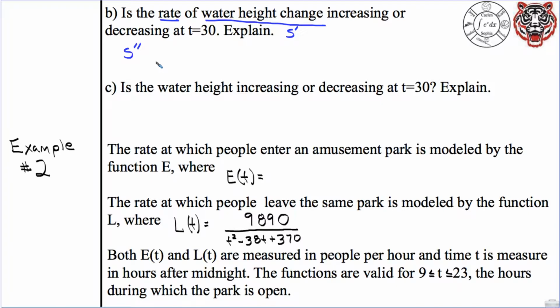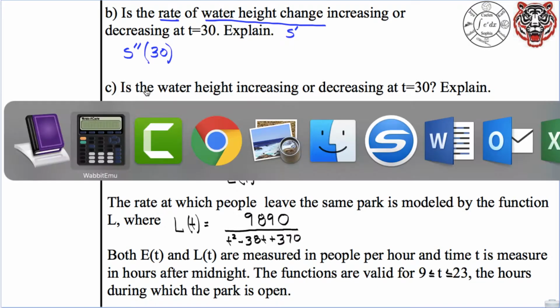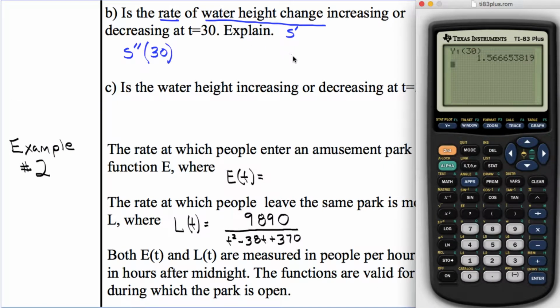And do we need to find an exact number, or do we really just need to find something else? We need to find it at 30. Oh, that's true. S double prime at 30. But are we looking for an exact number, or just something more general? Just the sign. Yeah, just the sign.